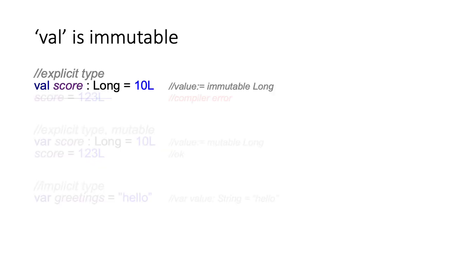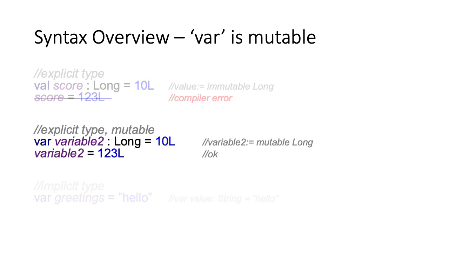Let's understand our example a bit further. Declaration val marks the variable as score as immutable, very similar to final in Java. So if you try to assign a new value to score, obviously you'll get a compilation error. And if you see the difference here, variable 2 is a var, which means mutable. So it is perfectly legal to actually assign a new value to variable 2.